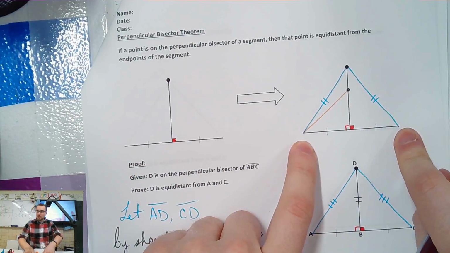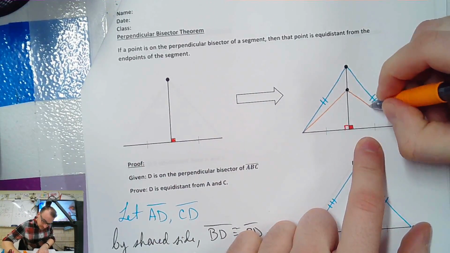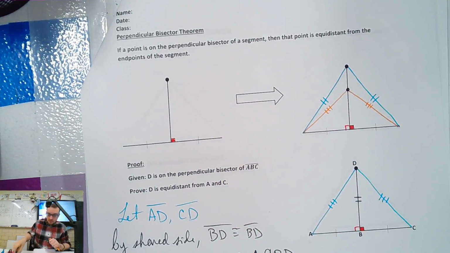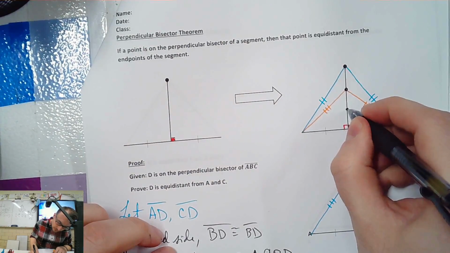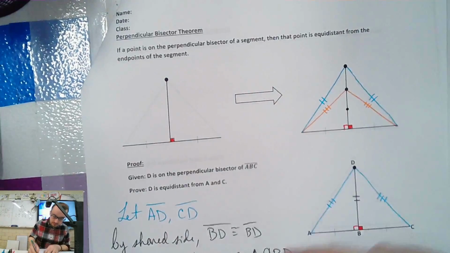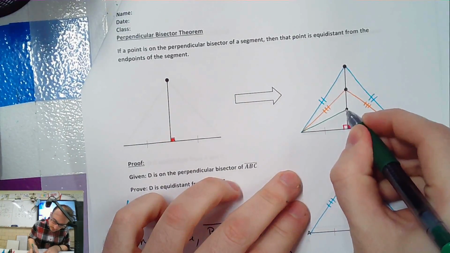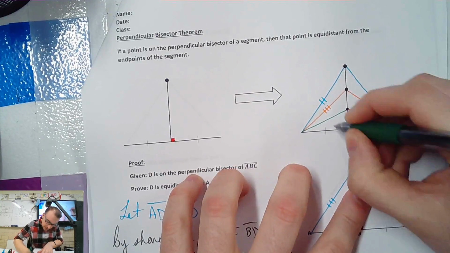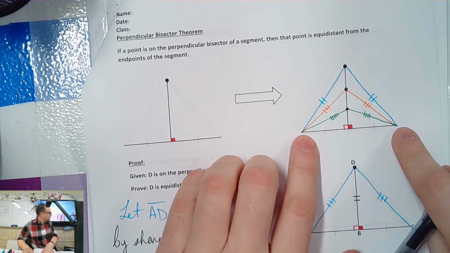These are my endpoints on the segment. This will be the same. What's that called? Is there like a theorem? Perpendicular bisector theorem. Oh, that works for that? Yep. So all of those will be the same distance from the endpoints, right?